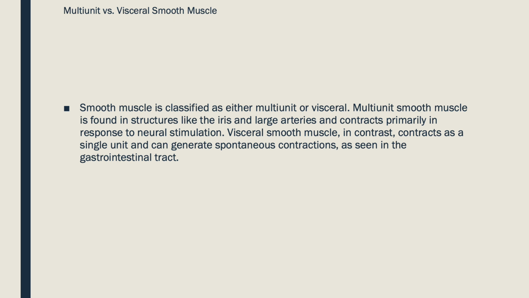You contrast that with visceral smooth muscle, which contracts as a single unit and is often found in the walls of the GI tract. This type of smooth muscle can generate spontaneous contractions, which are coordinated by electrical connections between cells through gap junctions. And those spontaneous contractions are part of peristalsis. This is how food will move through the intestines in a coordinated manner.